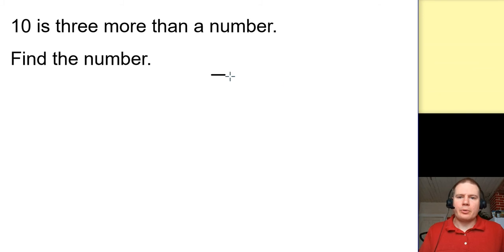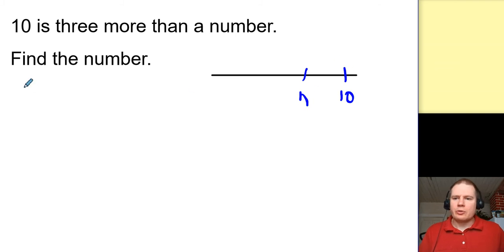So if I look at a number line, I've got 10 sitting here. And I know that's 3 more than some number. Let's call it n for number. So if I translate that, 10 is 3 more than some number n. And I'm assuming that both of these are positive. It's not, of course, always going to be the case.